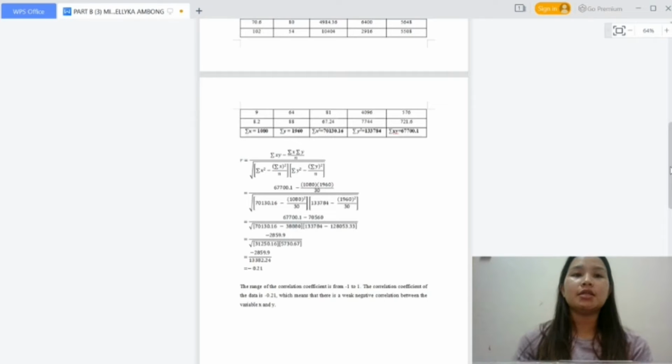In addition, we need to determine the correlation strength, and for our data there is a very weak negative correlation of negative 0.21 between x and y.